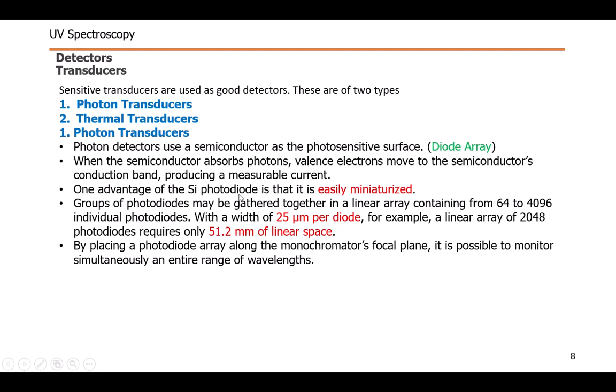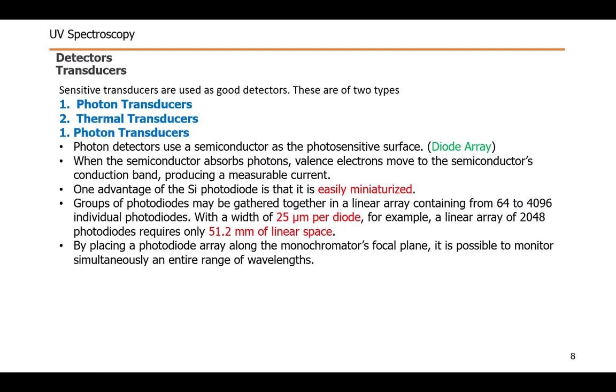One advantage of silicon photodiode is that it is easily miniaturized. Groups of photodiodes may be gathered on a single chip. For example, each photodiode is of 25 micrometer. If we collect 2048 of this type of diodes, they would only cover a linear space of 51.2 millimeter, which will be called a diode array.